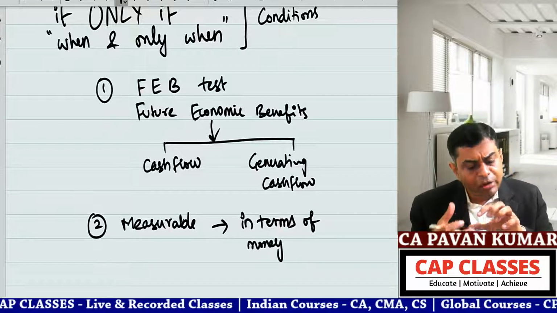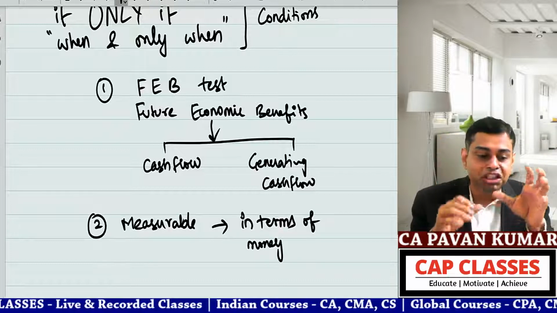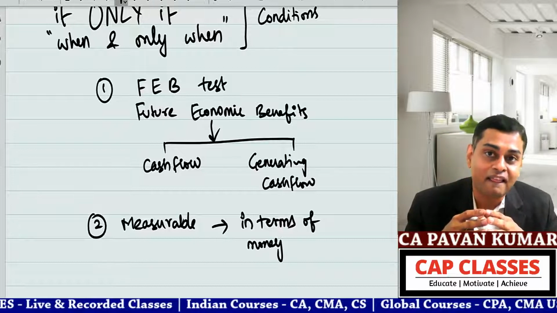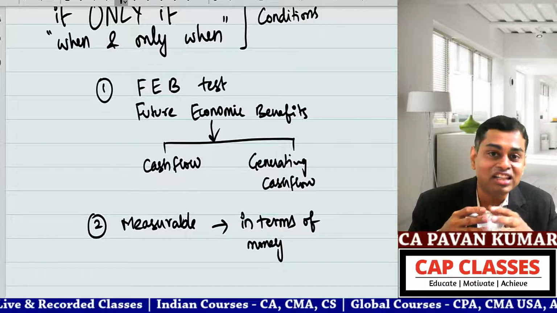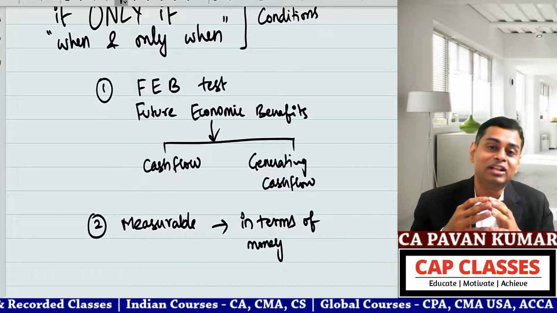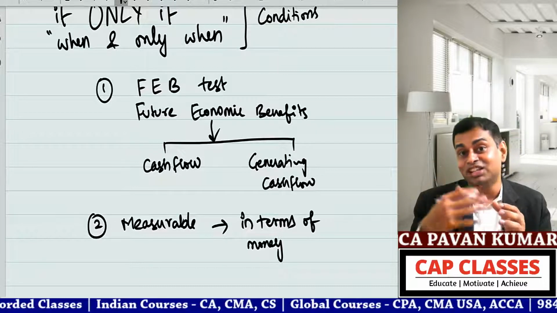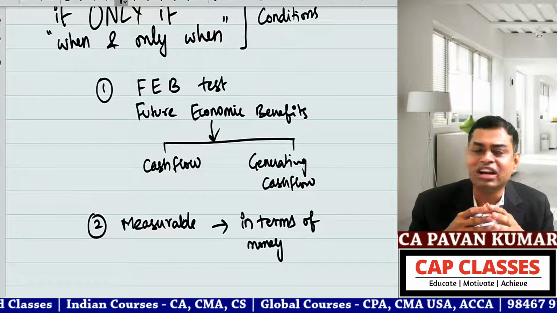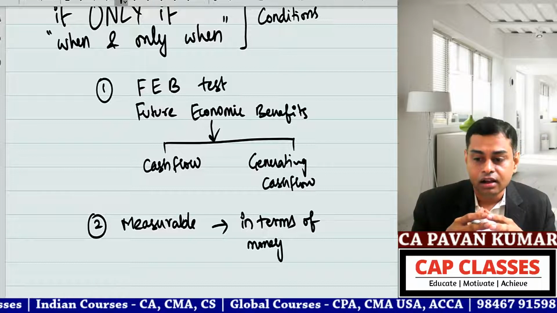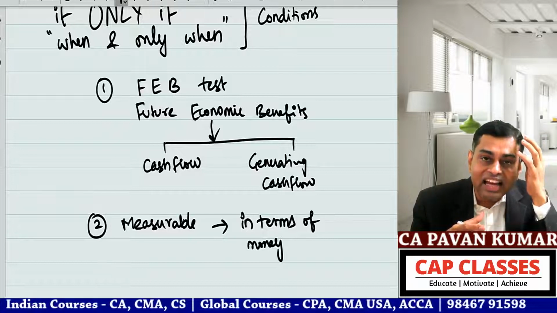Is it measurable in terms of money? I used to ask this funny question in basics of accounting class. Many students will be there, sometimes 200, 300 students also. We'll give a mic randomly to someone and ask, hey, is brain an asset?